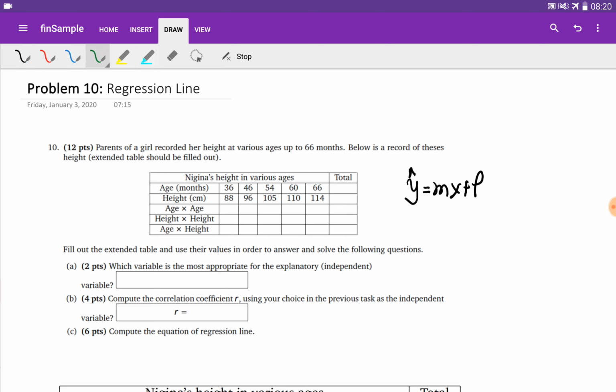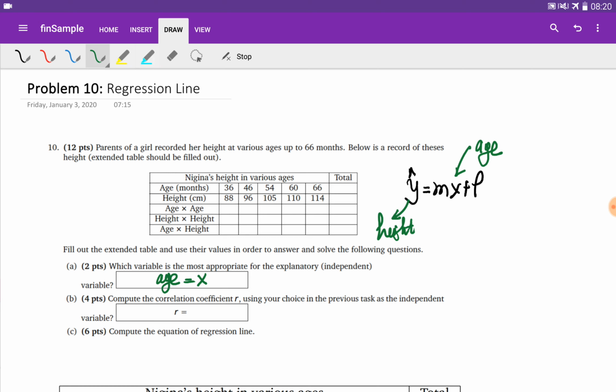The independent variable would be, for example, the age, because if you put the age, it should give you the height, right? You recorded the age and the height of the girl for every month. So next, you would be interested to predict the height of this girl depending on the age, right? So the age is the independent variable. Age is x, and the height is going to be equal to y.